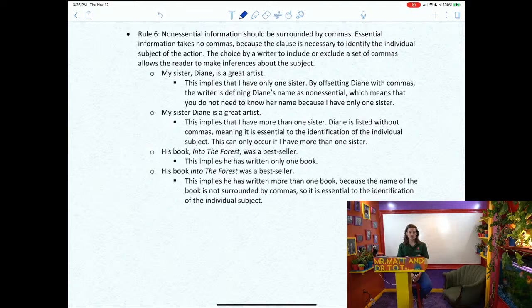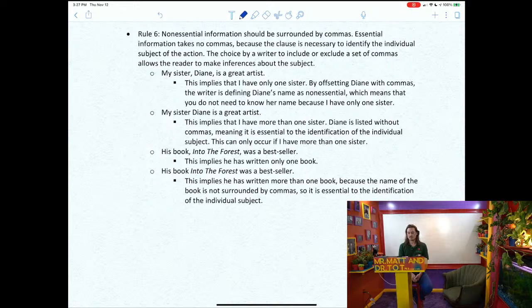Now the last rule is a little tricky, and the last rule confuses even very astute linguists. So non-essential information should be surrounded by commas. Essential information takes no commas because the clause is necessary to identify the individual subject of the action. The choice by a writer to include or exclude a set of commas allows the reader to make inferences about the subject. So let's just look at some examples.